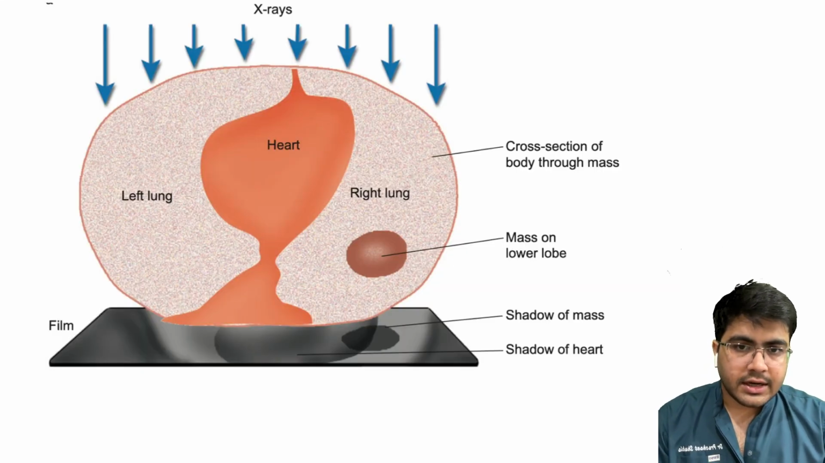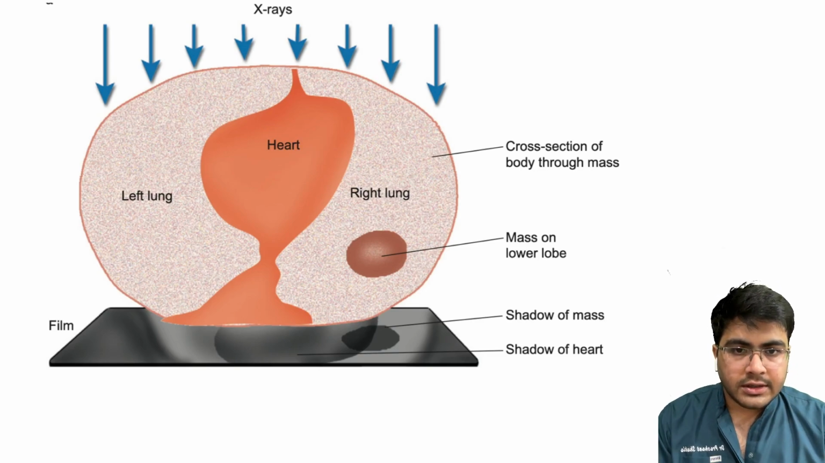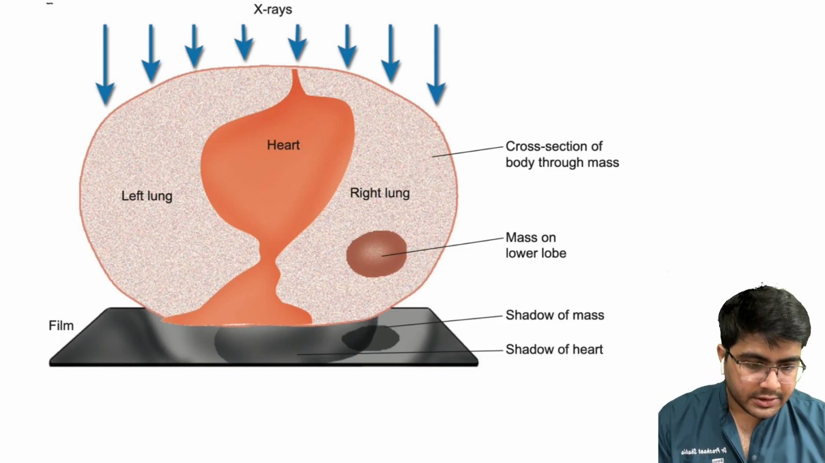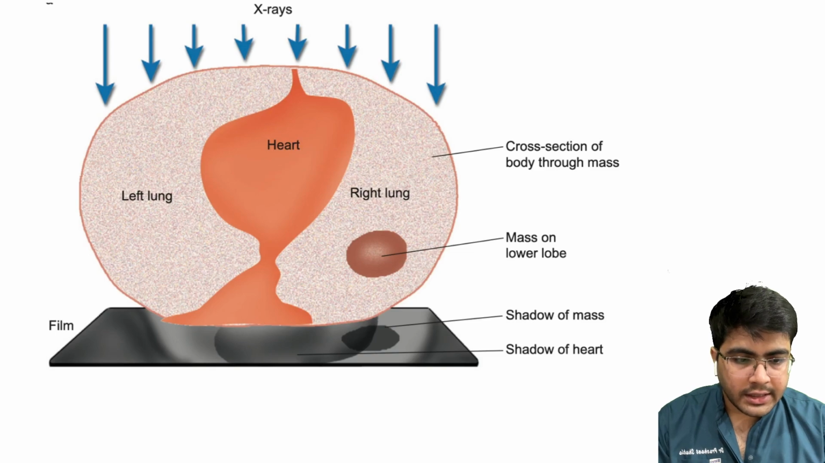As we discussed at the time of X-ray, that is the chest X-ray, the PA view and AP view, this is the basic principle for all the lesions which you encounter in radiological imaging in chest X-ray, which is a 2D study. Here you can see that if the mass is in the lower lobe, the shadow of the mass and the shadow of the heart are very different from each other, and you can delineate the mass in the lower lobe without any confusion.